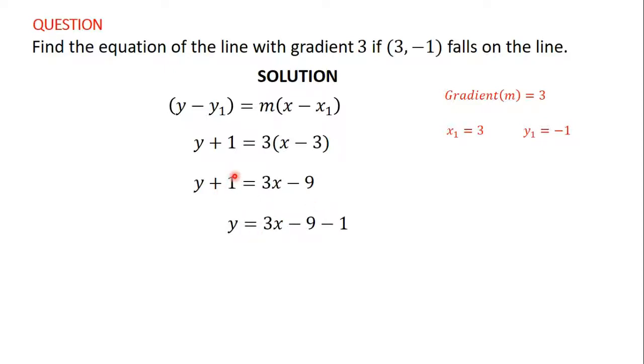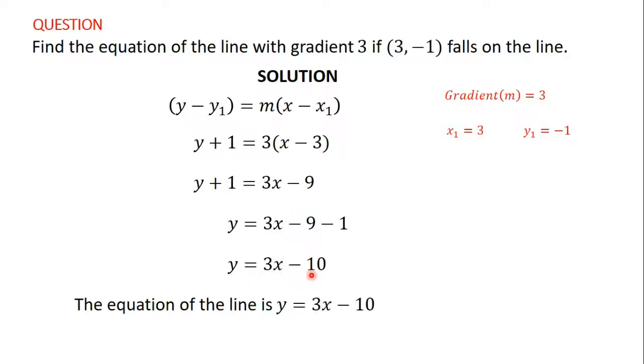I'll send 1 from the left hand side to the right hand side, and that will give us y is equal to 3x minus 9 minus 1, and we will have y is equal to 3x minus 10. So we have the equation of this straight line to be y is equal to 3x minus 10. If you compare this with the general equation of a straight line as we were doing in the previous video, you can see that the gradient of this straight line is 3 as we were given in the question, and the y-intercept of this straight line is minus 10.